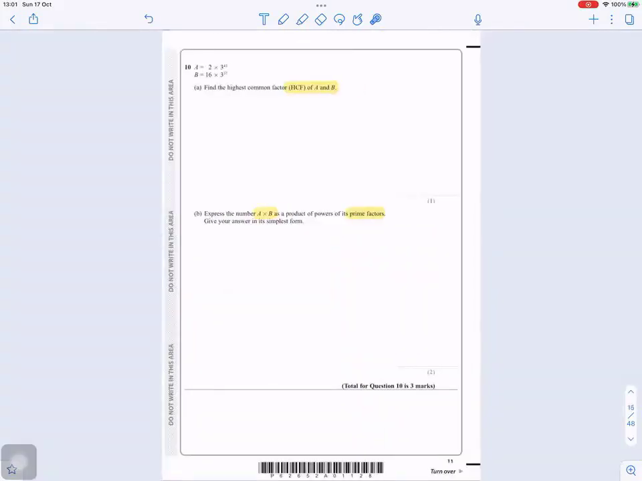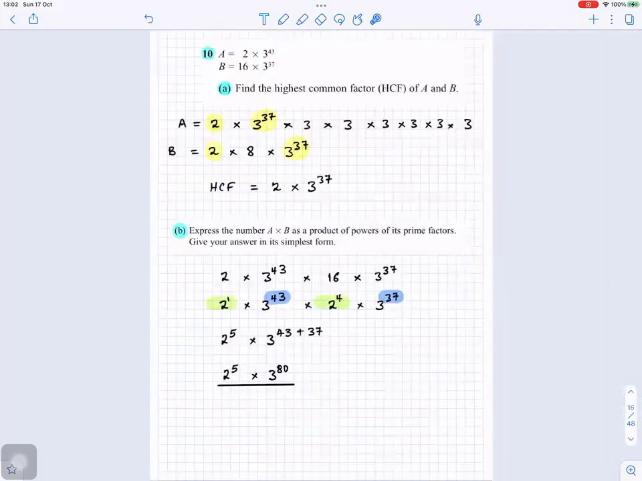Question number 10. A is equals to 2 times 10 to the 2 times 3 to the 43. B is 16 times 3 to the 37. Find the highest common factor of A and B.